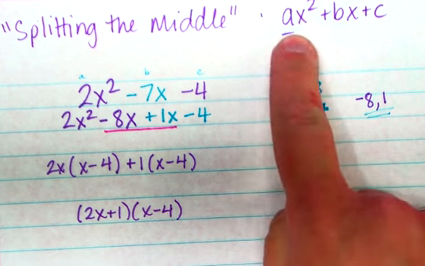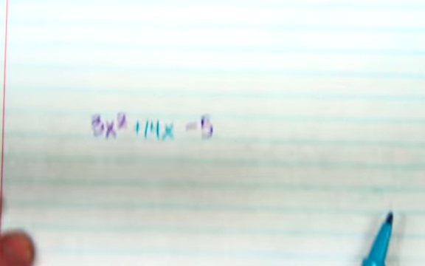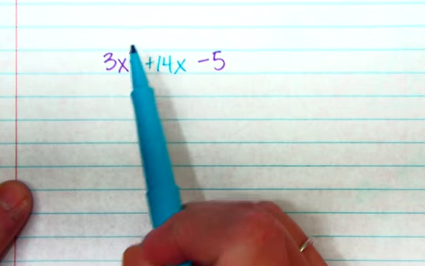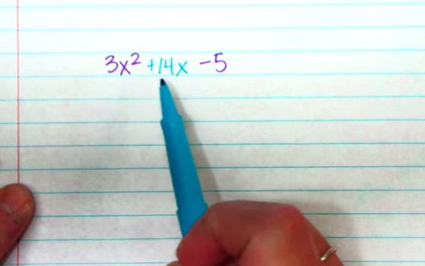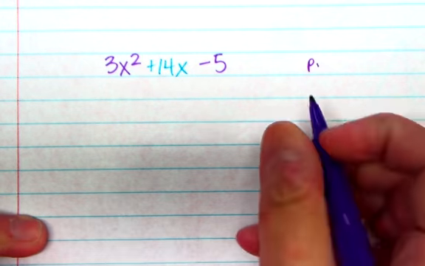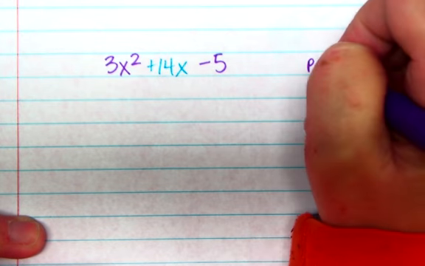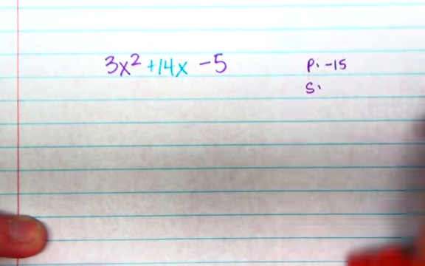I'm going to do one more with you just so you can see it with different numbers. Okay. Moving down here, let's look at this polynomial, 3x squared plus 14x minus 5. Okay, I'm again going to come up with my product number. Can you think in your head about what the product might be? Okay, negative 15, right? And then my sum number is going to be the blue number, 14.